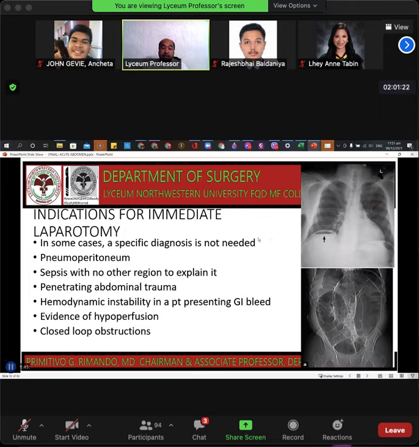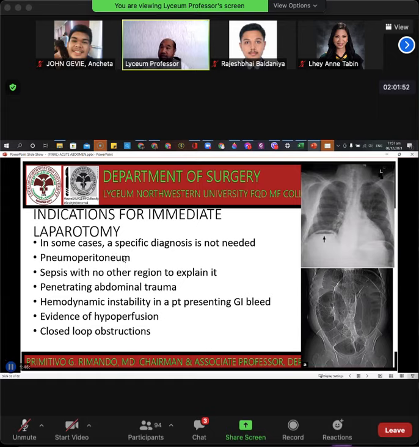Sometimes there are patients where we really do not need a specific diagnosis. So these are your indications for immediate laparotomy, or immediate exploratory laparotomy. In some cases, a specific diagnosis is not needed.